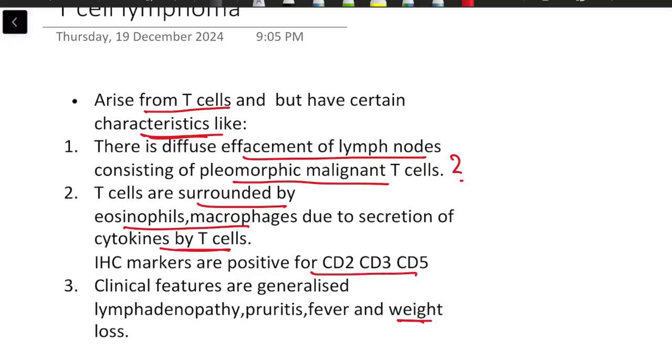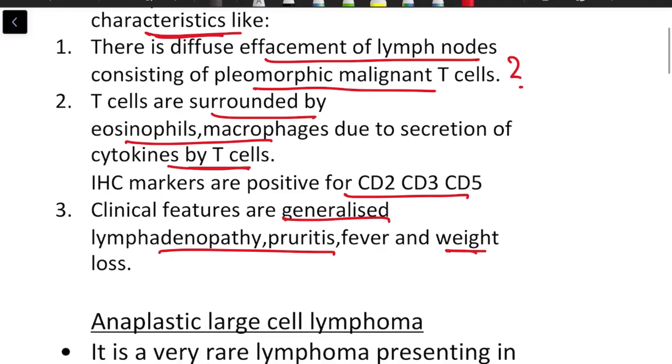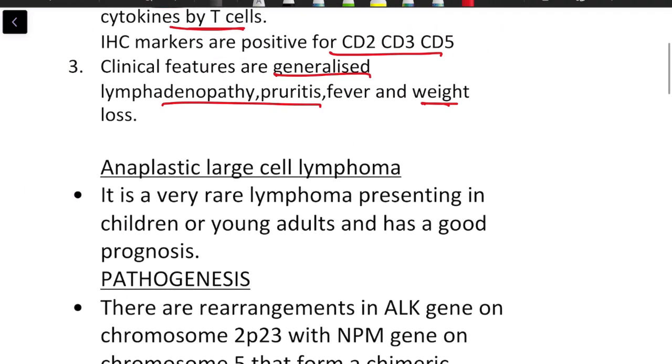And also the IHC markers are generally positive for CD2, CD3 and CD5, which are normally present in T cells. Also the clinical features are generalized lymphadenopathy, pruritus, fever and weight loss. Now pruritus is due to the increased eosinophilia and the mediators released by the eosinophils, just like I told you that the T cells stimulate eosinophils by releasing cytokines.